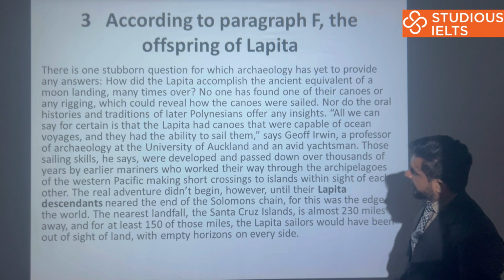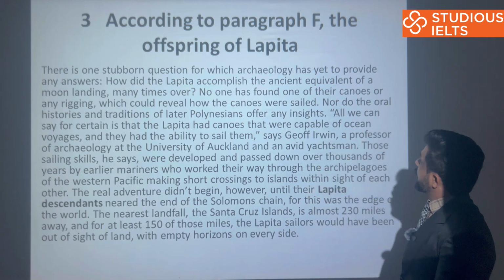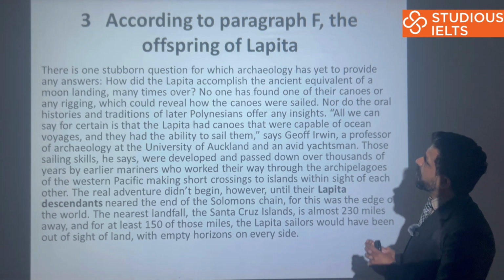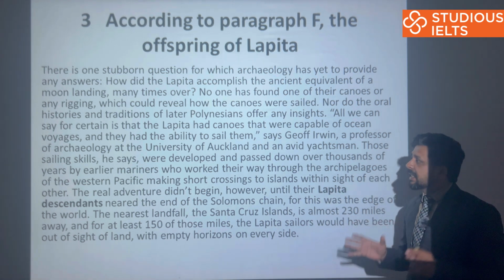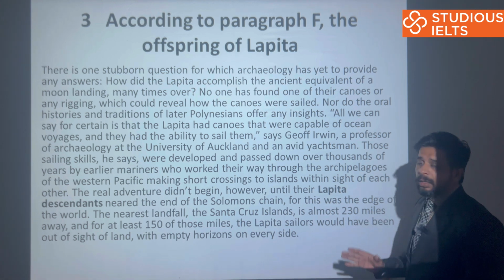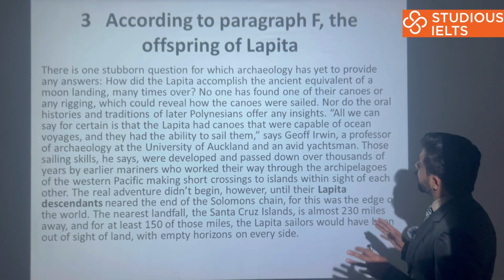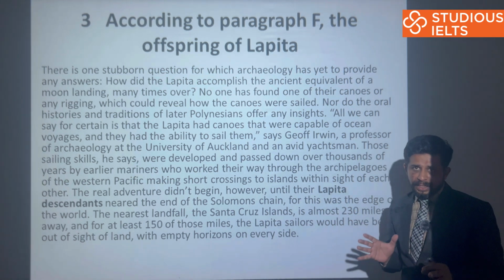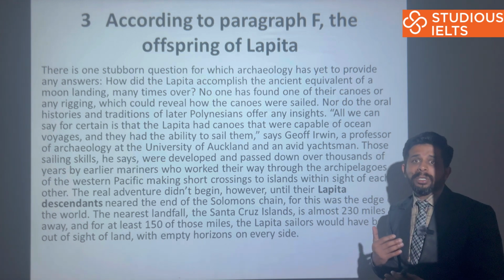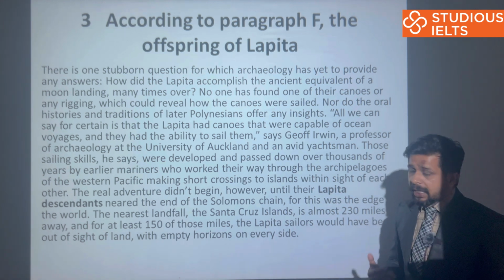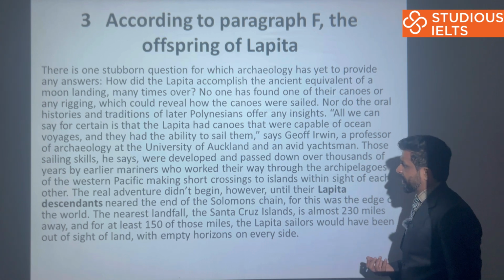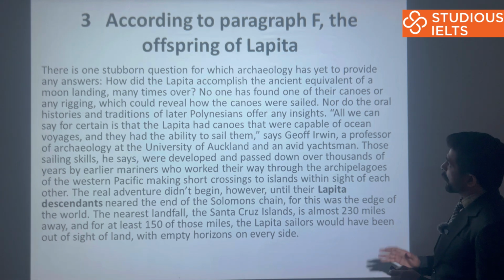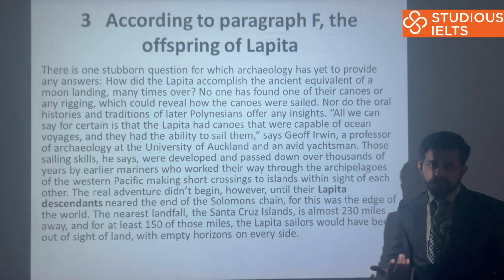Moving to question number 3. Now they are very specific about the location. They have asked a question related to paragraph F, so we have to read the entire paragraph here. But before that, what is the question? According to paragraph F, the offspring of Lapita. Offsprings are obviously the upcoming generation, or the descendants of a certain generation. Children we also call offsprings. So according to paragraph F, the offsprings of Lapita achieved or did something.